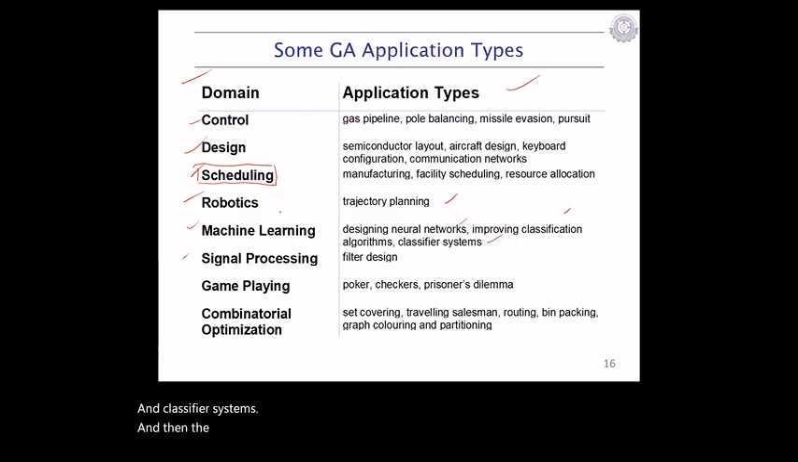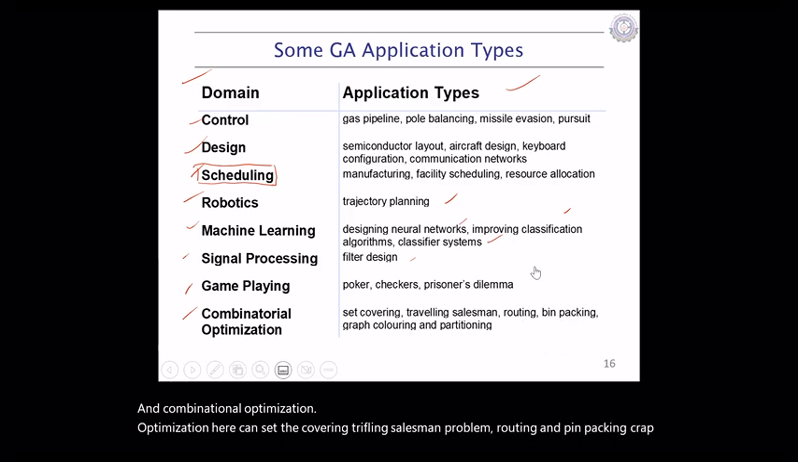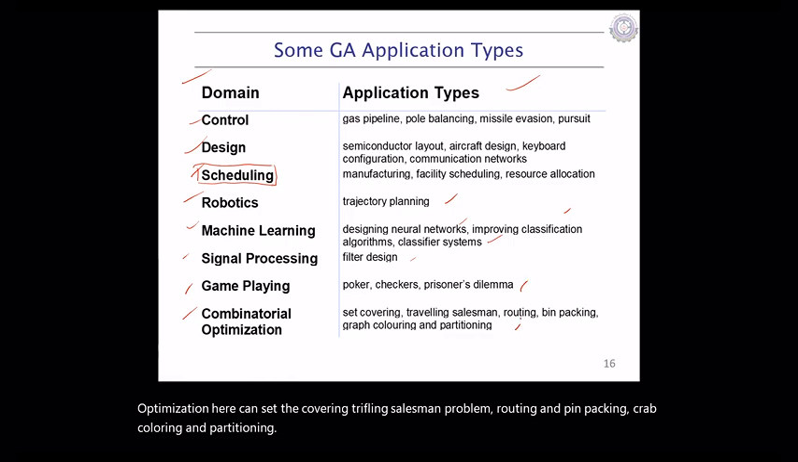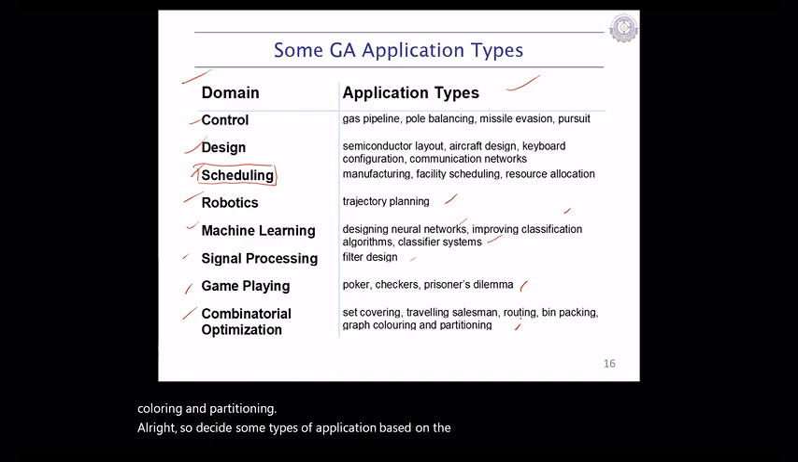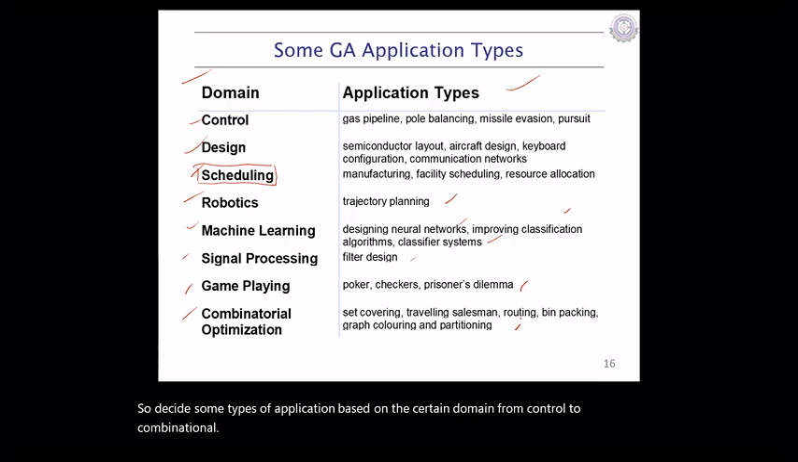And then the next domain is signal processing. So you can provide filter design for signal processing, and game playing, for poker, checkers, prisoner's dilemma, and so on. And combinatorial optimization. Optimization here can be set covering, traveling salesman problem, routing, bin packing, graph coloring, and partitioning. So these are some types of application based on the certain domain, from control to combinatorial optimization.